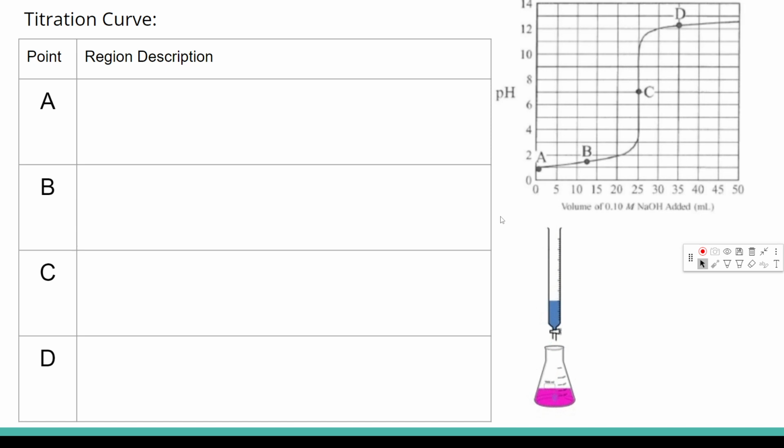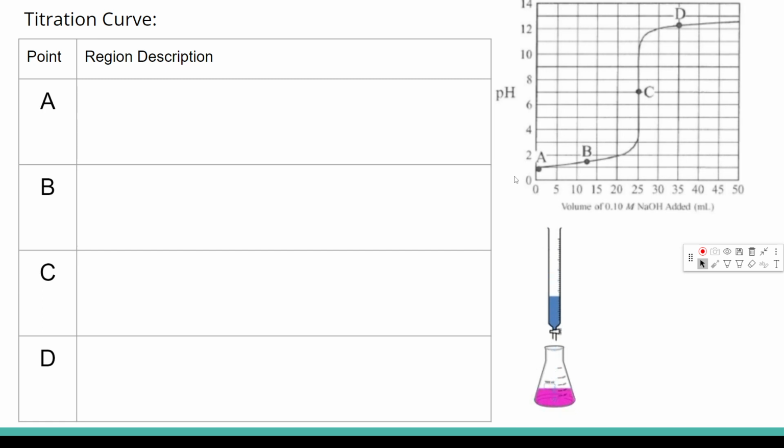And so I'm going to be talking about each point here on the graph. Now, before even doing anything, a question you can get on an FRQ, looking at this graph, is: what are you actually starting with? Since our pH is low, less than 7, that means we're starting with an acid. So an example could be hydrochloric acid or something.